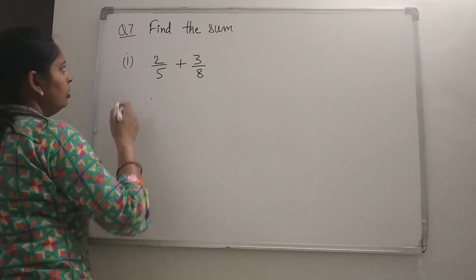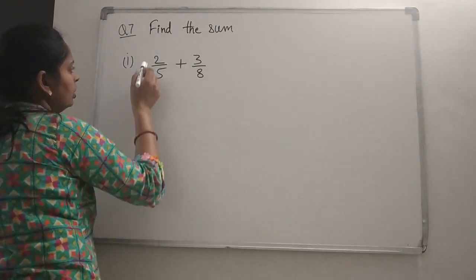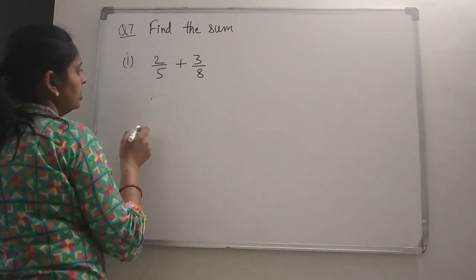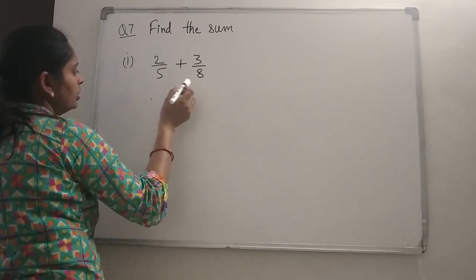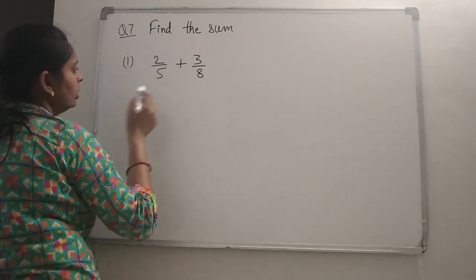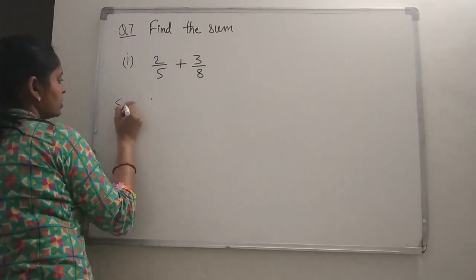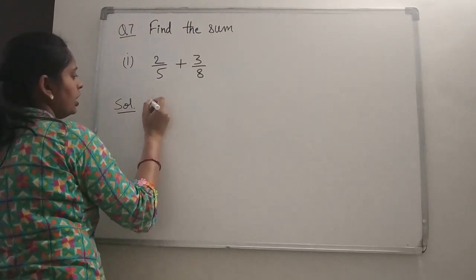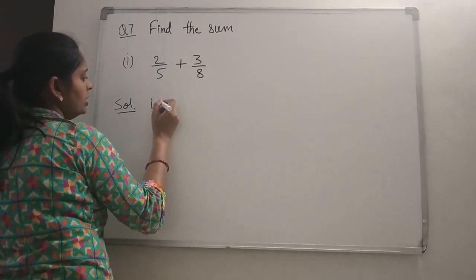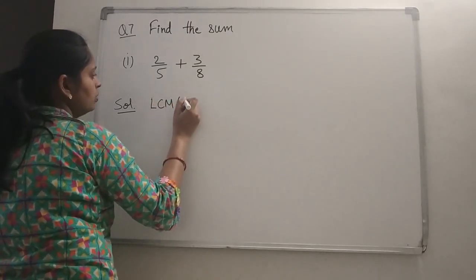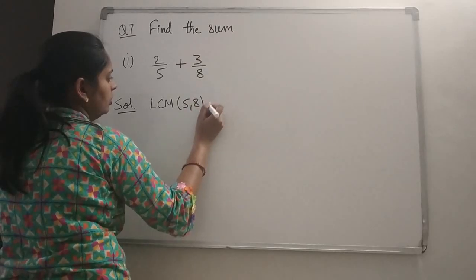Okay. Now next question is find the sum. 2 upon 5 plus 3 upon 8. You can see that we are having different denominators, that is we are having unlike fractions to add. And when we have to add the unlike fractions, what is the first step we have to follow? We have to take the LCM for the denominators. LCM of 5 and 8 we go for how much?